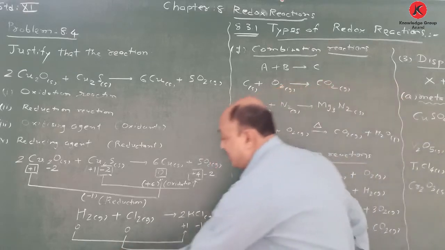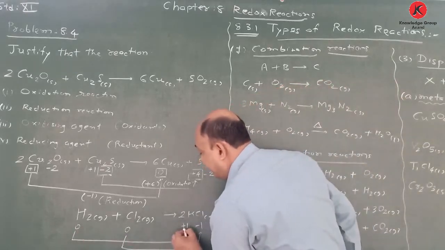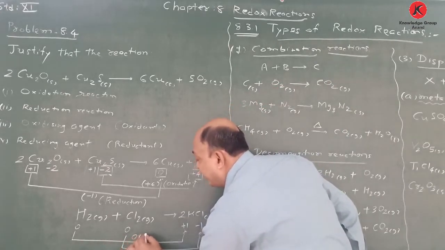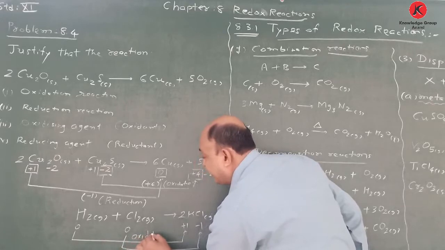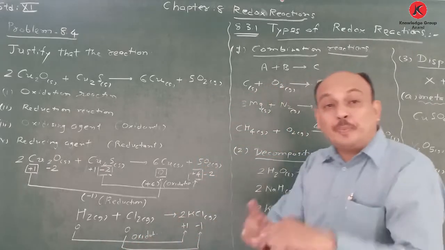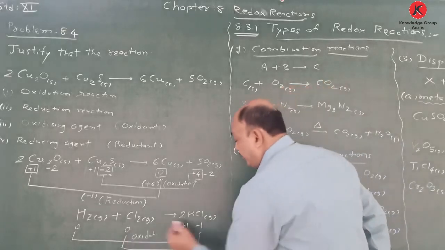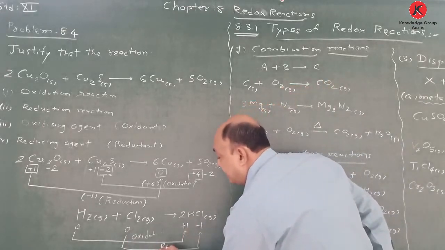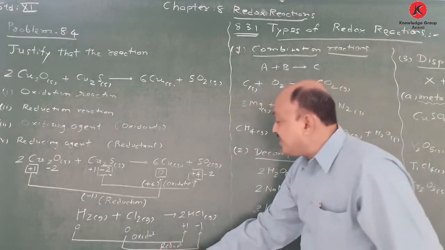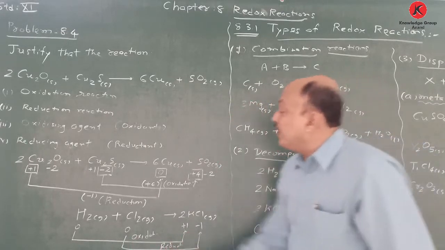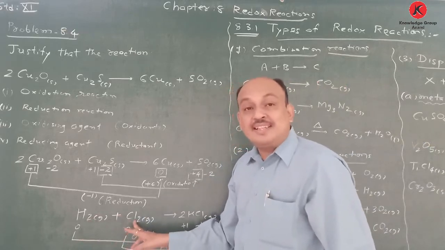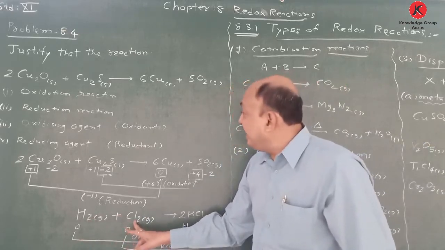0 to +1, oxidation number increases, and therefore it is considered as reducing agent. Opposite, remember. 0 to -1 is considered as reduction, and therefore it is considered as oxidizing agent. So H2 gas is a reducing agent. Cl2 gas is considered as oxidizing agent.